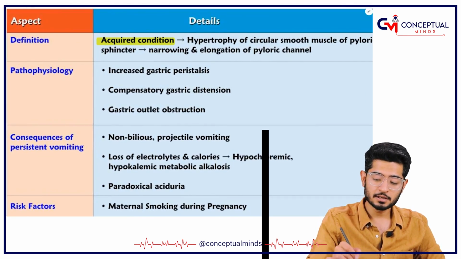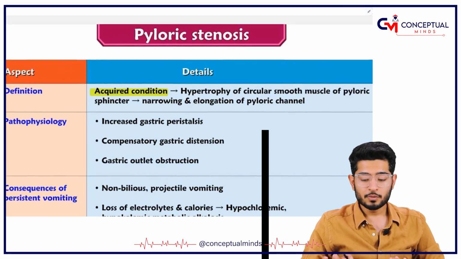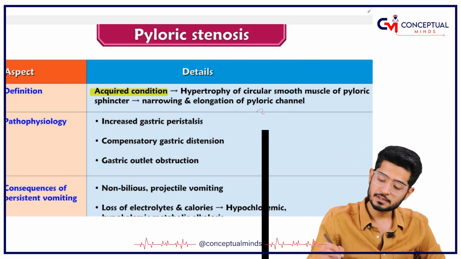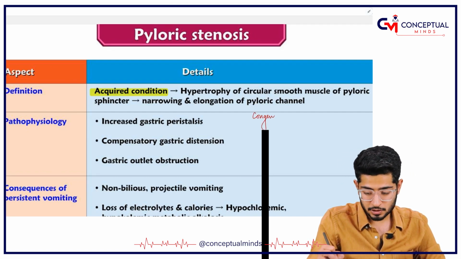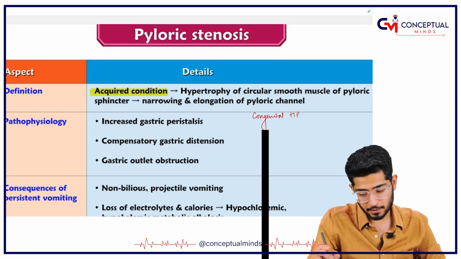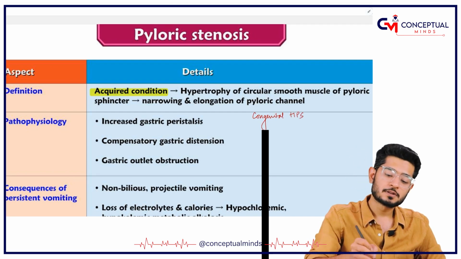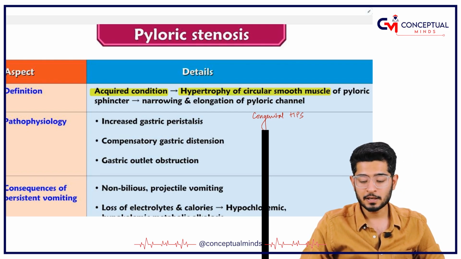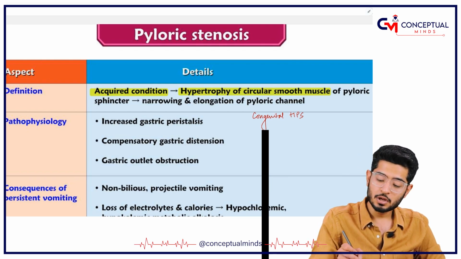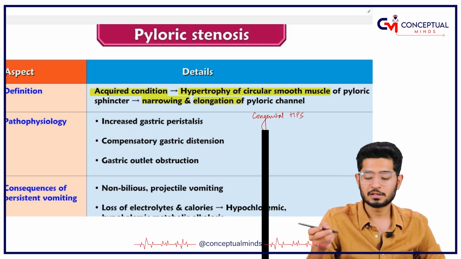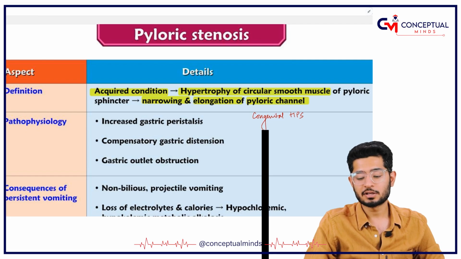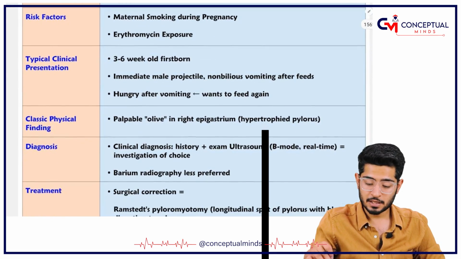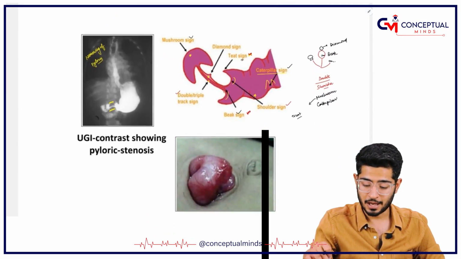So it's an acquired condition. Please understand, pyloric stenosis is not always acquired. Mostly it is acquired, but sometimes we see that it is called congenital hypertrophic pyloric stenosis as well. So what happens, there is hypertrophy of the circular smooth muscles, and that is why it leads to narrowing. Of course there is elongation, but there is narrowing of the pyloric channel. So please understand narrowing and elongation. Narrowing is going to be there, and there is going to be elongation as well.